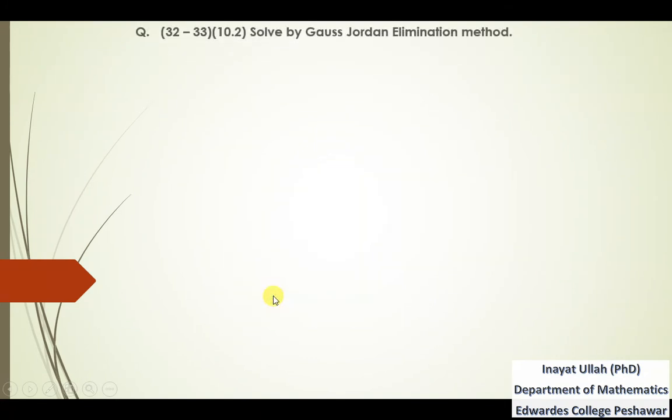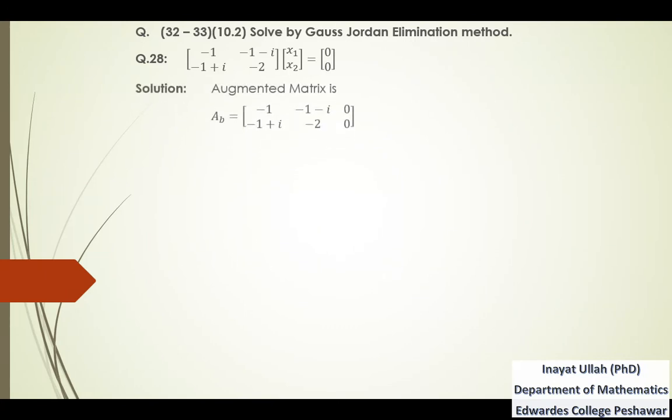Now question number 32 through 33 of exercise 10.2, we need to solve the system by Gauss-Jordan elimination method. The system is given to us in matrix form. So in Gauss-Jordan elimination method we will be taking the augmented matrix. The combination of A and this B is the augmented matrix. Now we are going to make this element 1 and then this element 0.